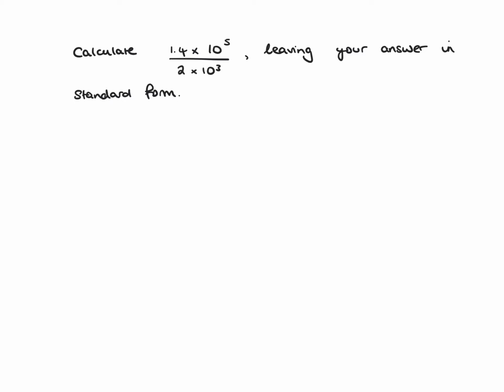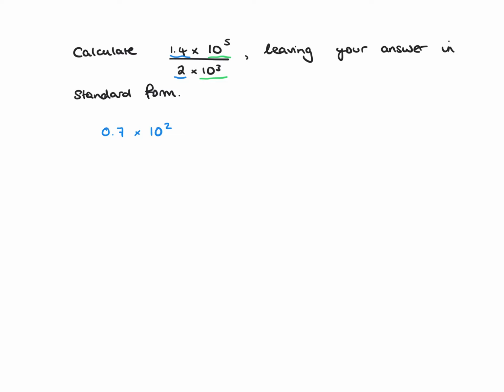We know that we can divide two numbers whose bases are the same, that is, the bigger number is the same, by simply subtracting their exponents or their powers. And so let's work out each part individually. We're going to work out 1.4 divided by 2 first. 1.4 divided by 2 is 0.7. Then 10 to the power of 5 divided by 10 cubed is 10 to the power of 5 minus 3, which is simply 2. And so 1.4 times 10 to the power of 5 divided by 2 times 10 cubed is 0.7 times 10 squared.